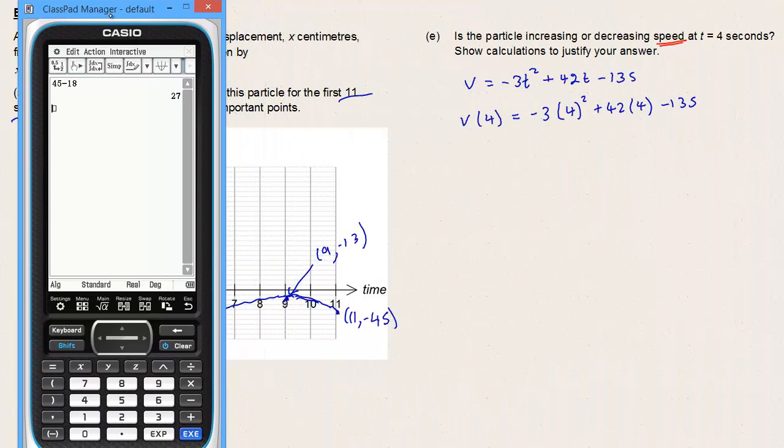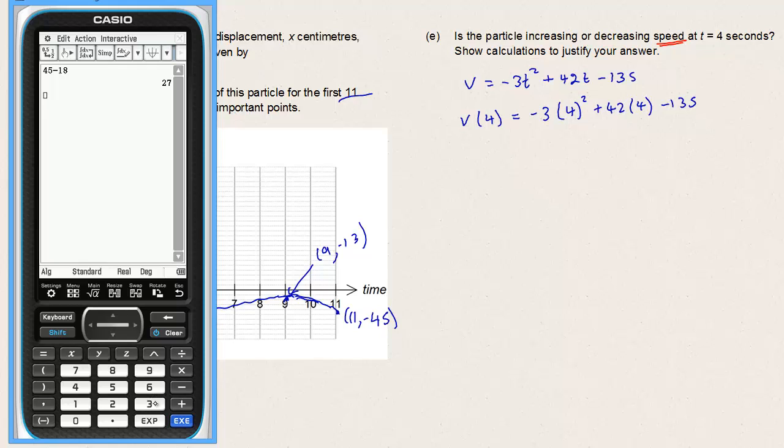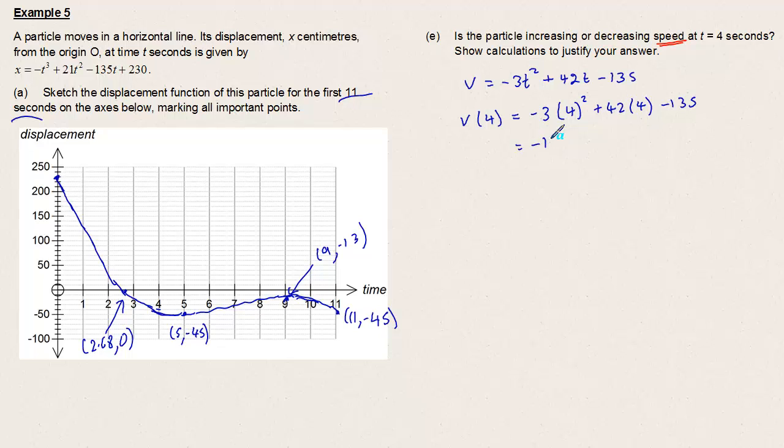Let's just grab the calculator for that. So we've got -3 times 16, add 42 times 4, take away 135, so that's -15 meters per second. And all that means is it's going 15 meters per second to the left.